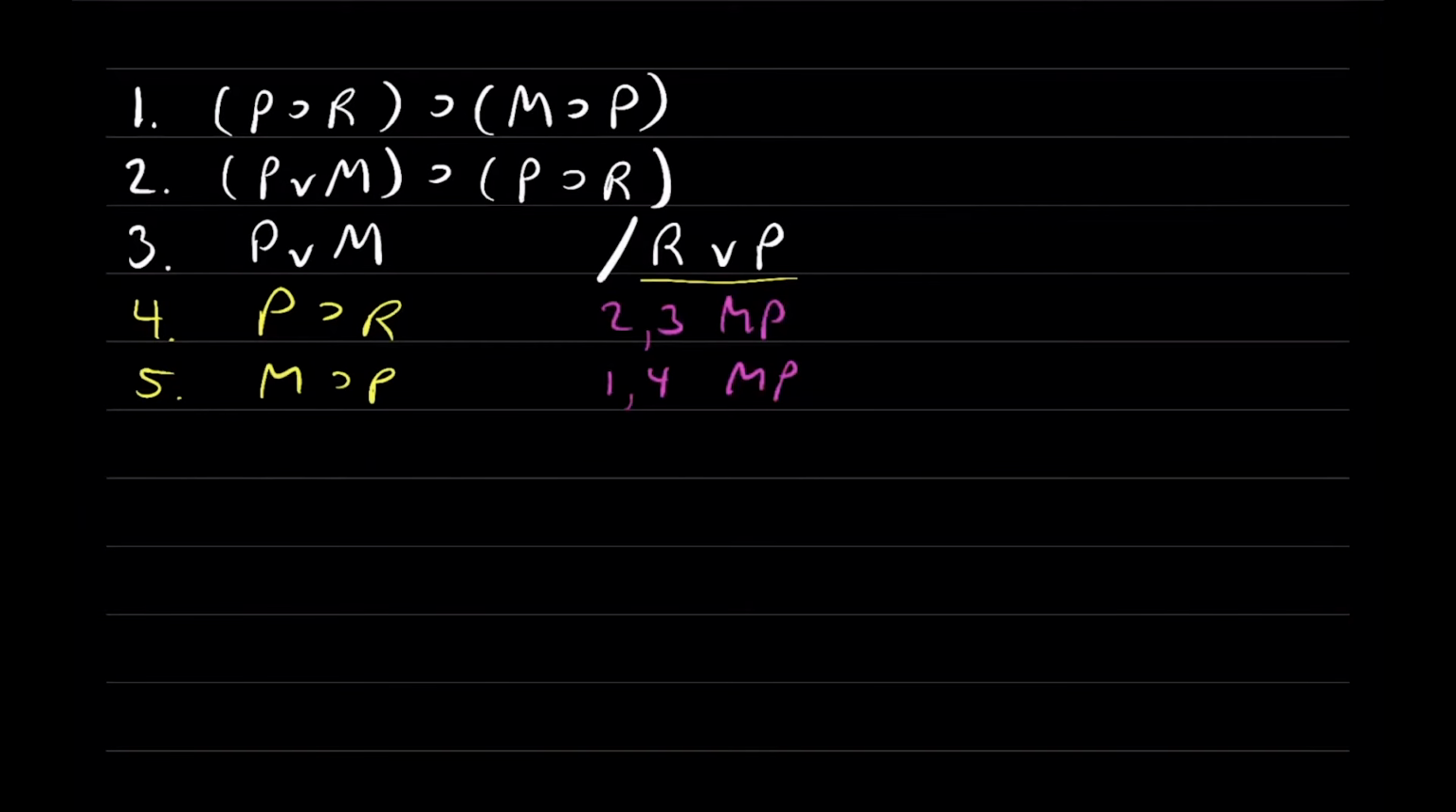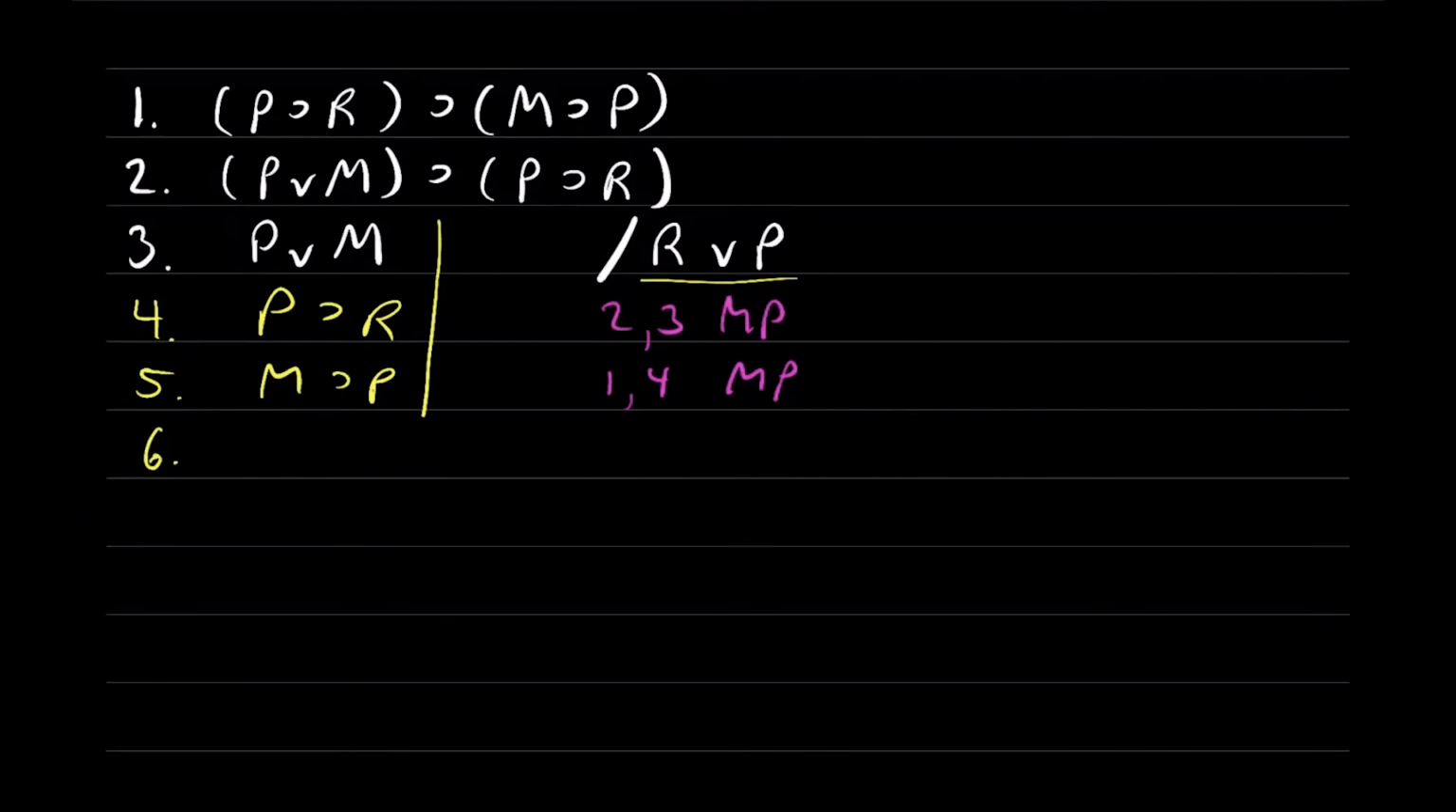Okay, the next thing I notice is that on line 3, we've got a disjunction, P or M. Lines 4 and 5 tell us that each of those 2 disjuncts, P and M, imply something. Line 4 says P implies R, and line 5 says M implies P. This is starting to look a lot like a constructive dilemma. But in order to use constructive dilemma, those 2 conditionals have to be conjoined together in order for it to match the form of the rule.